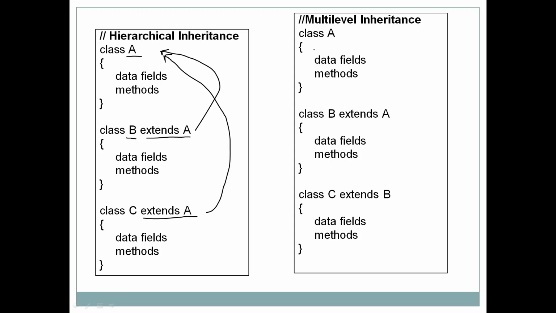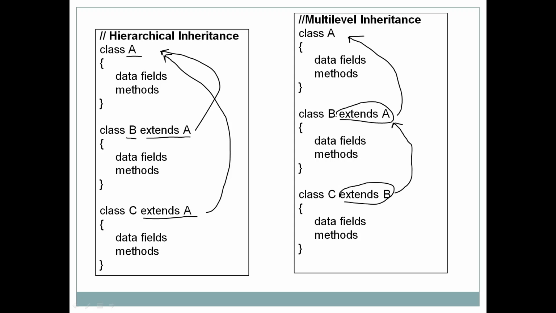Then multi-level inheritance, where we have a class A, class B and class C. Now class B is inheriting class A, and class C is inheriting class B. And you may have one more or any number of classes down here. You may have class D which is inheriting class C, and like this multiple levels of inheritance, and that is the reason it is called multi-level inheritance.